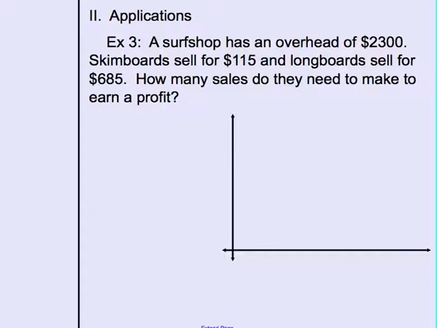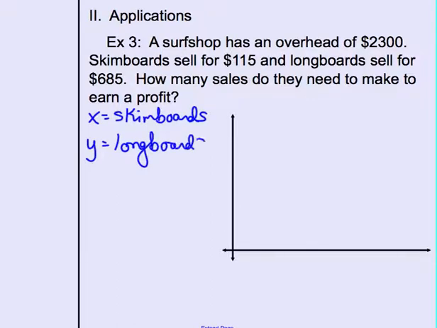So I am going to, first of all, identify my variables. I'm going to say x equals skim boards and y equals long boards. So to figure out how much money they make when they sell skim boards is you would take the cost, $115, times the number of skimboards they sell plus the 685 times the number of longboards. And in order to make a profit, they have to sell more than they pay. Not more than or equal to, that still wouldn't be a profit, more than what they pay for their overhead.